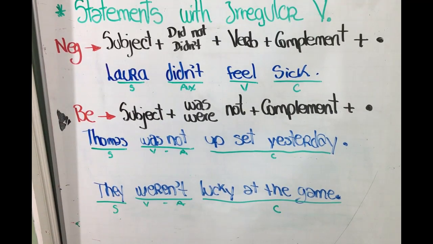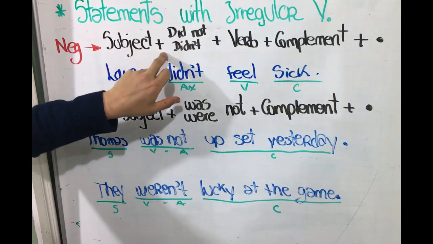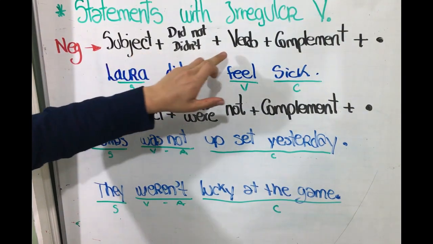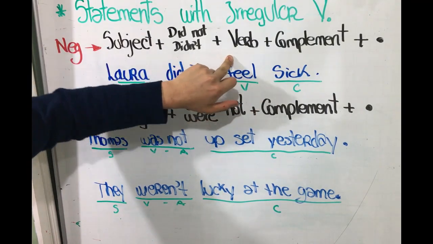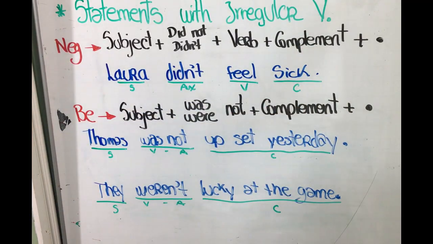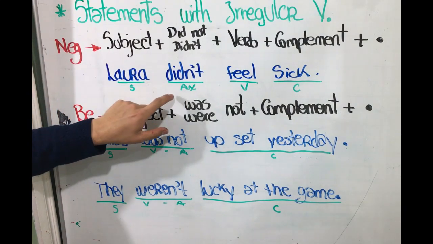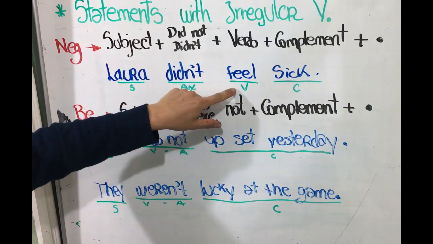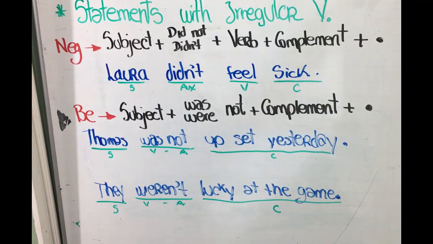To make a negative statement, we use this structure: subject, plus the auxiliary did not or didn't, plus the verb in the base form, plus complement, plus period. For example, we have: Laura didn't feel sick. Laura is the subject, didn't is the auxiliary, feel is the verb in the base form, and sick is the complement.